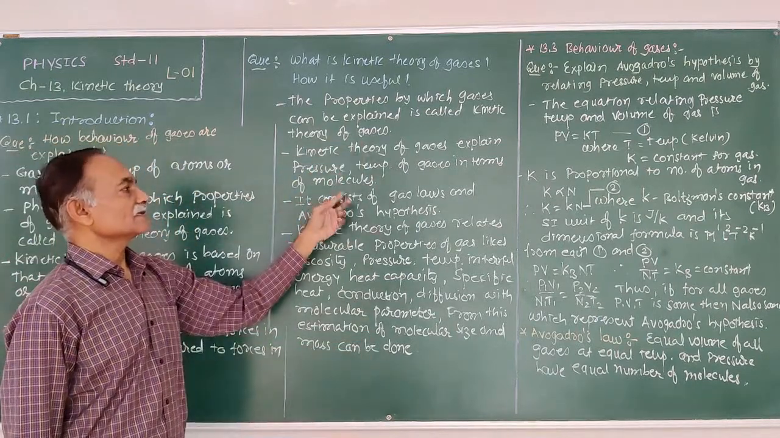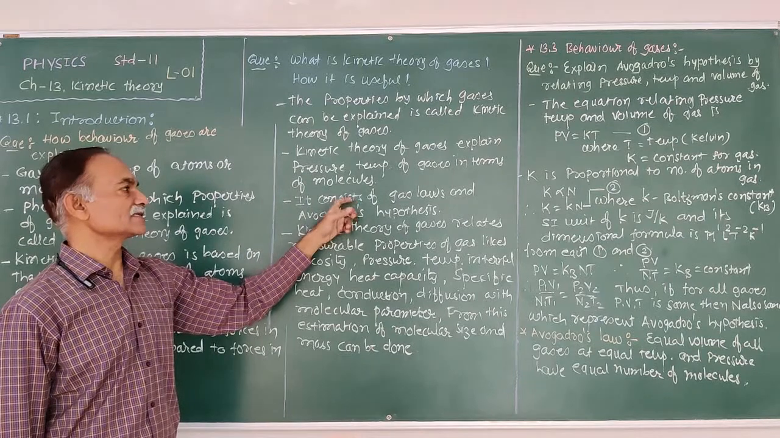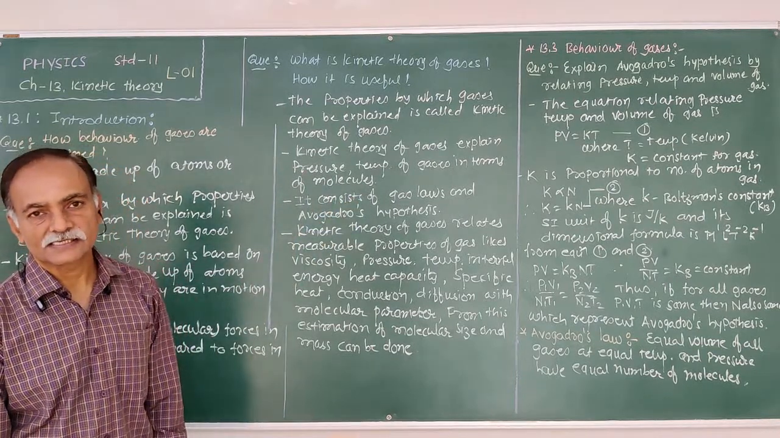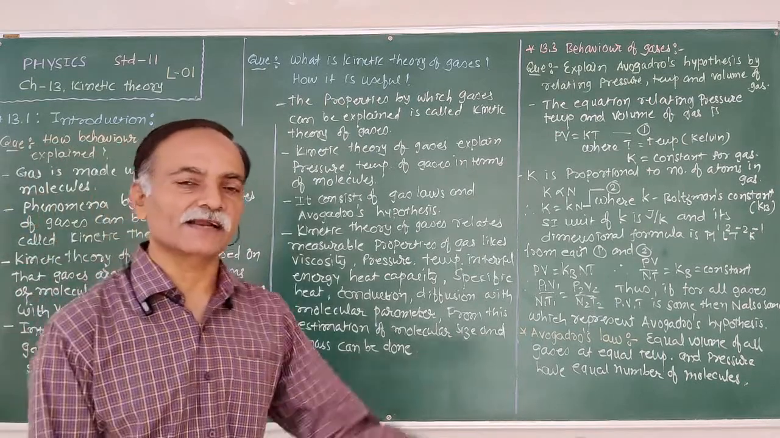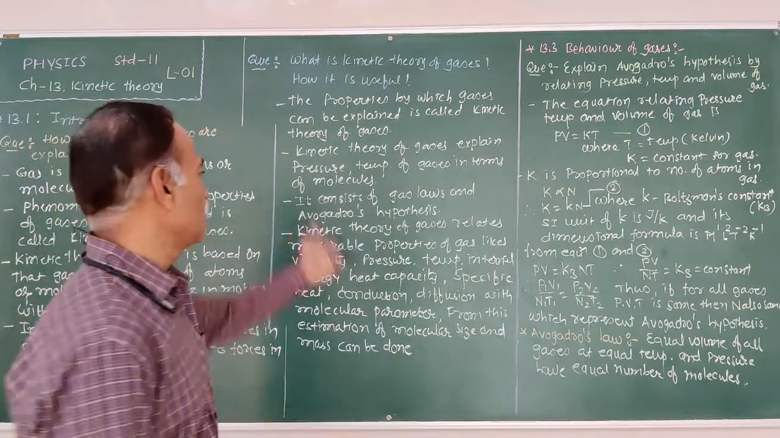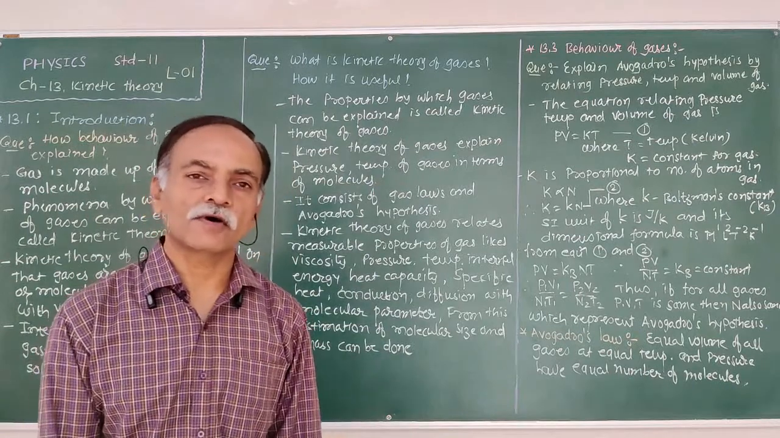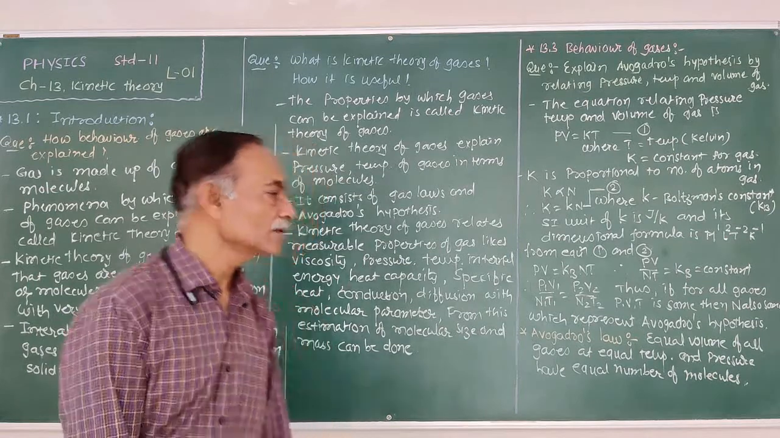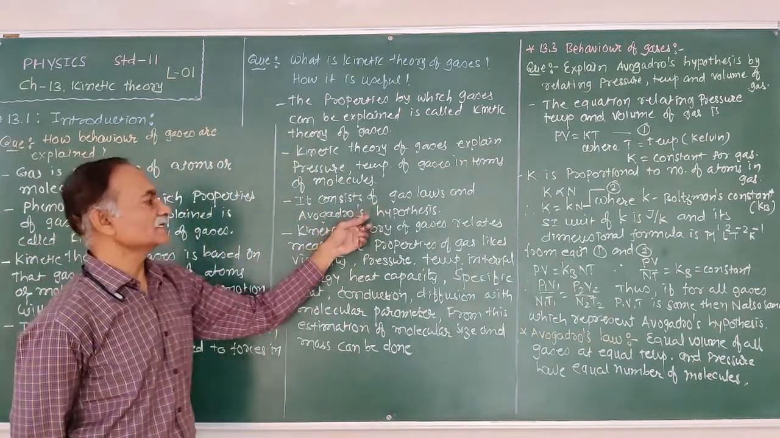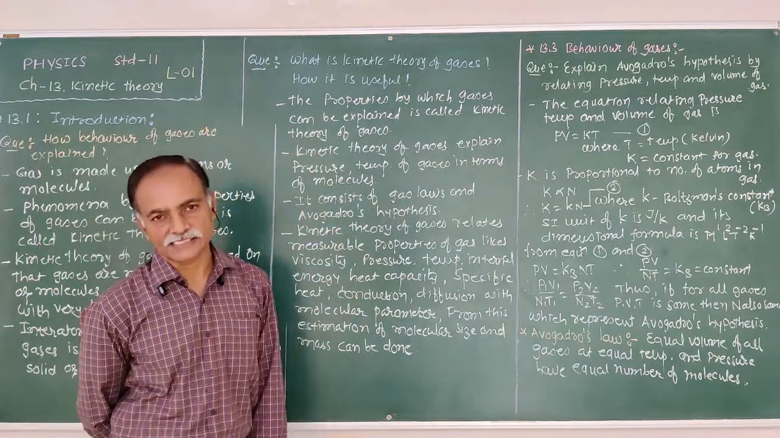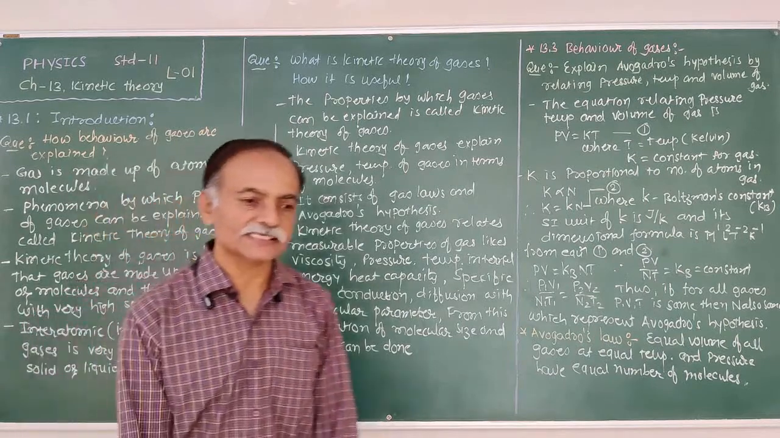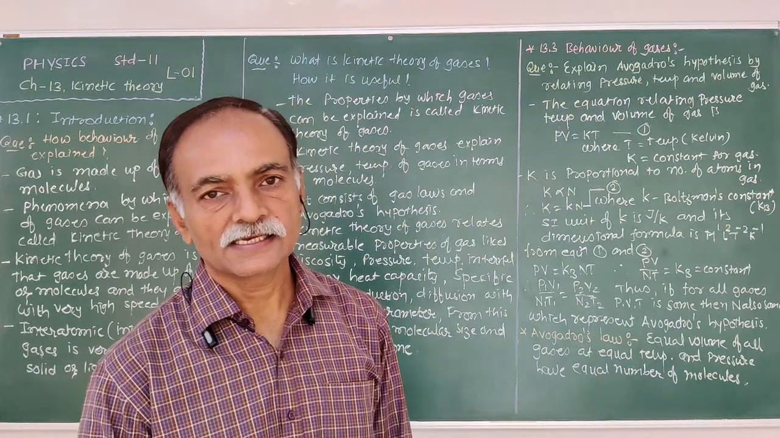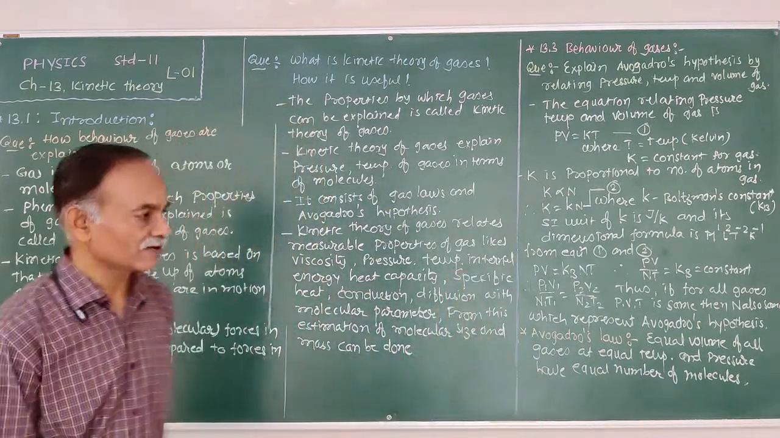Now, the kinetic theory of gases consists of the gas laws and Avogadro's hypothesis. In the kinetic theory of gases, we learn about the gas laws, like Boyle's law, Charles' law, and Gay-Lussac's law. And it also consists of the Avogadro hypothesis. Avogadro's hypothesis suggests the number of molecules in a given quantity of a gas. We also discussed the Avogadro's hypothesis.